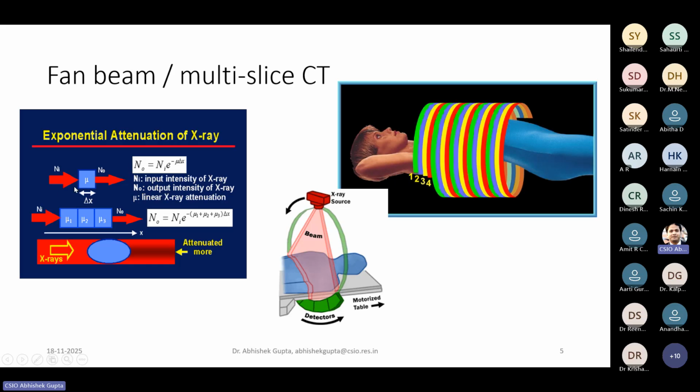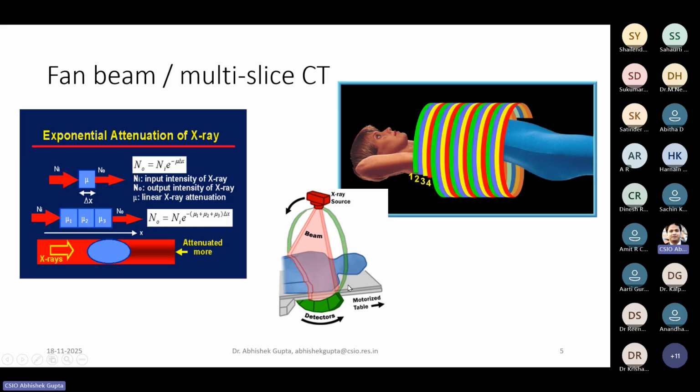We use an equation like this: Ni is the input intensity of the X-ray, N naught is the output intensity of the X-ray, and mu is the linear X-ray attenuation. Basically, mu is what we call the Hounsfield value in the case of CT. This is a special coefficient of the body. Here we kept only one coefficient.